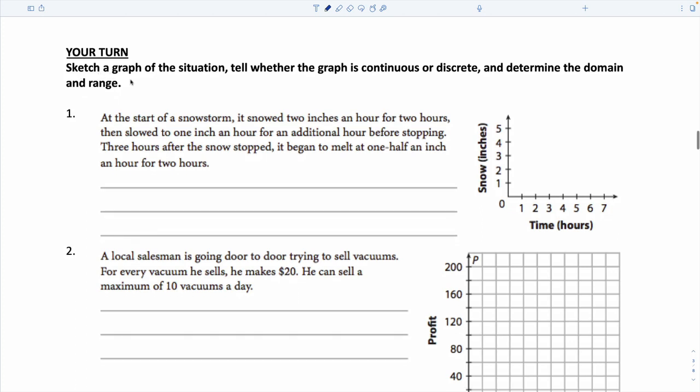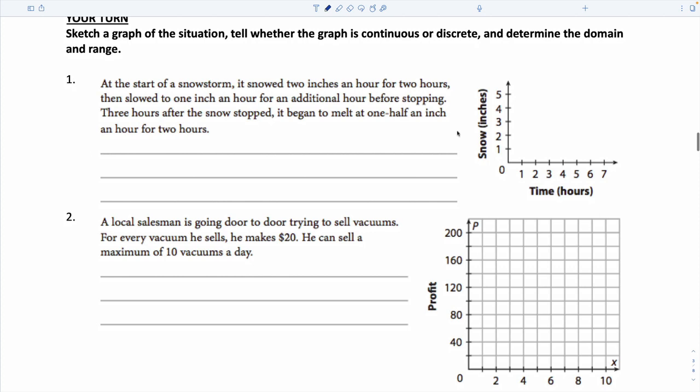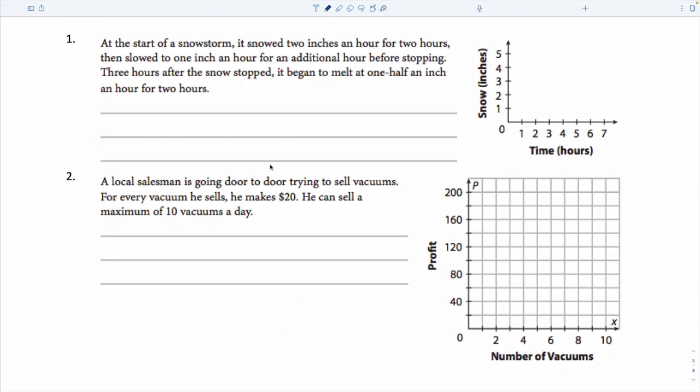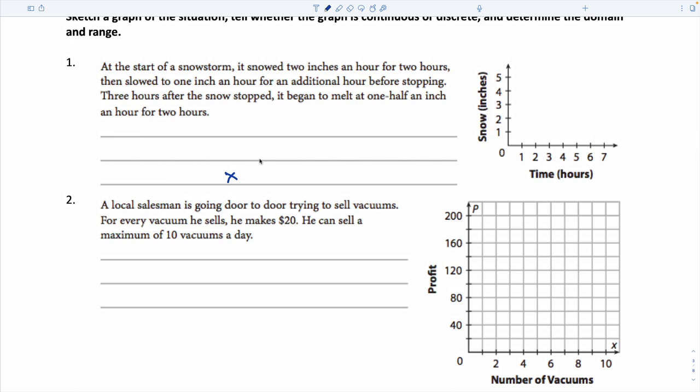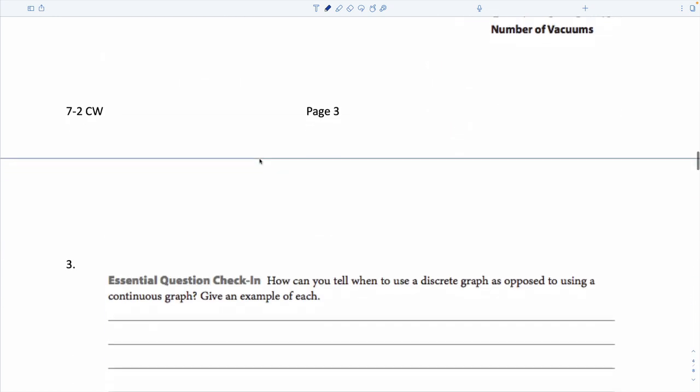Try these two. Sketch a graph of the situation, tell if it's continuous or discrete, and determine domain and range. When you're determining it, write it algebraically and get in the habit of writing that x in the middle of the two terms, or the two ranges and domains. I'll give you 3 minutes. If you need more, I'll add a minute or 2. Once you finish the first graph and domain and range, check with your partner that it looks similar. Then go to 2.